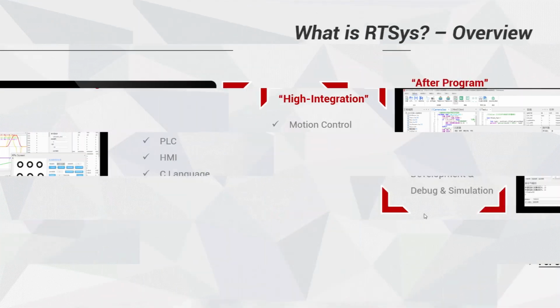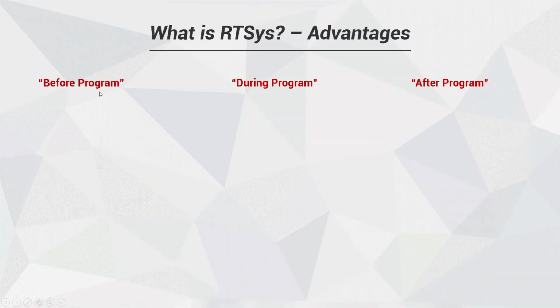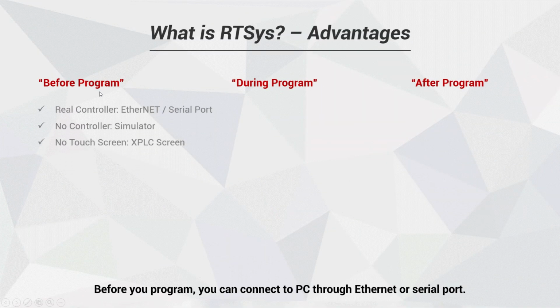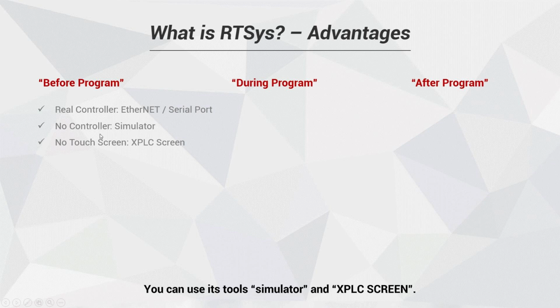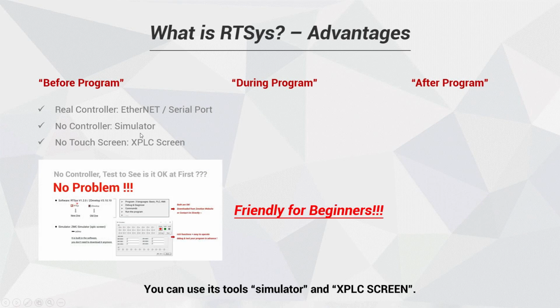Except for the newly added parts, let's see some other basic functions. Before you program, you can connect to the PC through Ethernet or serial port. If now you don't have a real motion controller or touchscreen, no problem. You can use its tools, simulator and XPLC screen. Many functions can also be used. Then you can debug your program at first. For more details, you can refer to this video.